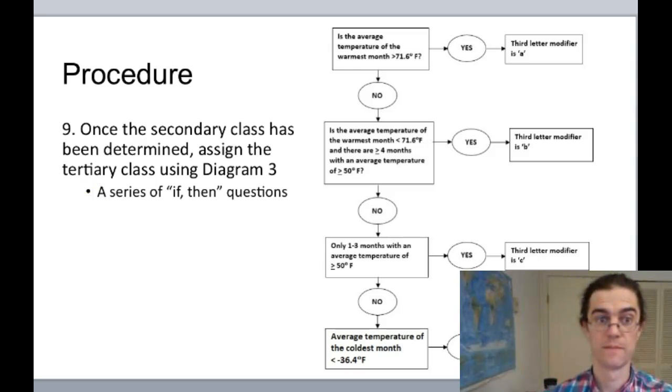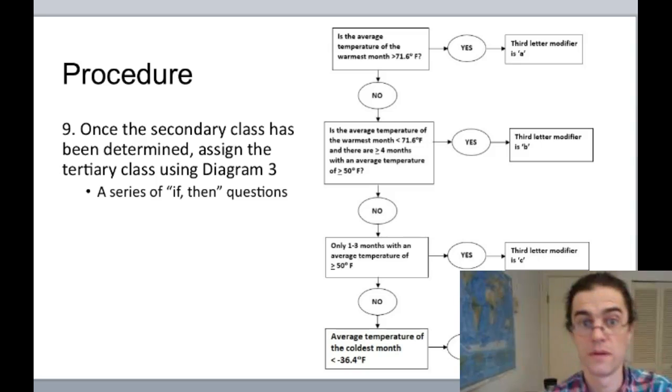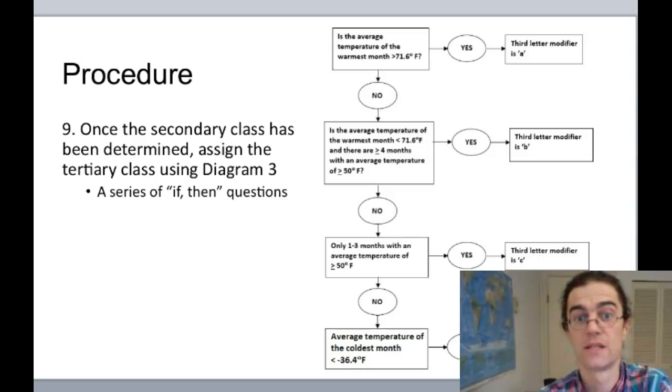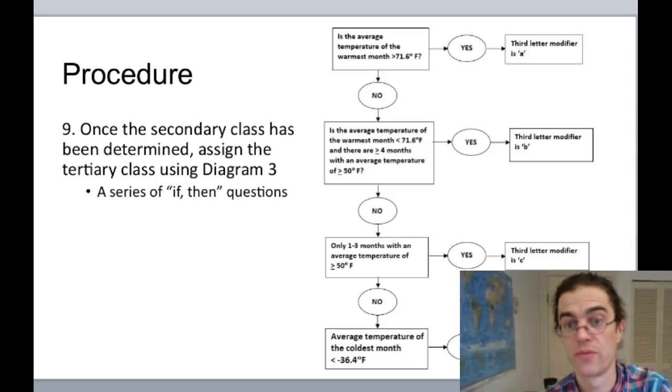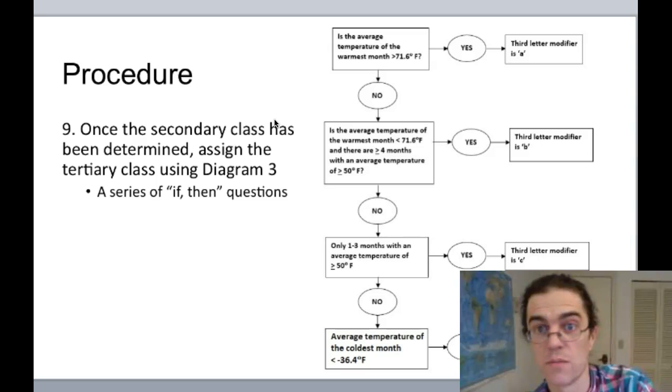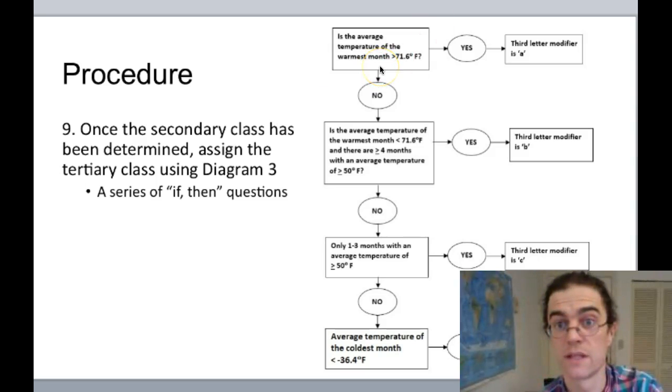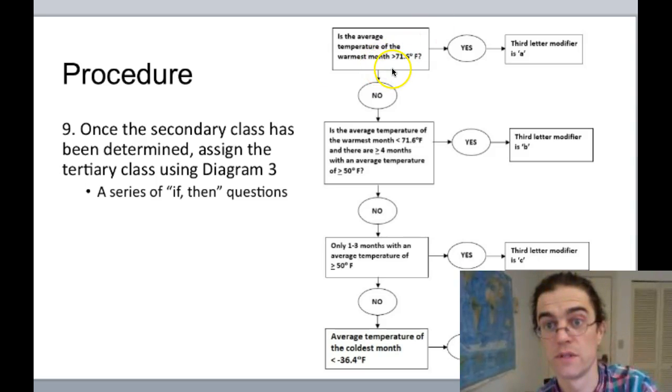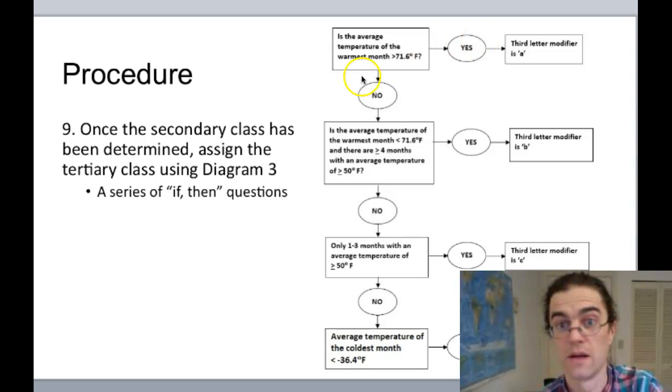The next step of the procedure, once the secondary class has been determined, is to assign the tertiary class using diagram 3, and I included a little snapshot of that here for you. It's a series of if, then questions. If the temperature of the warmest month is greater than 71.6 degrees Fahrenheit, for instance, and it's yes, then the third letter modifier is an A. If no, then you go on to the next questions.